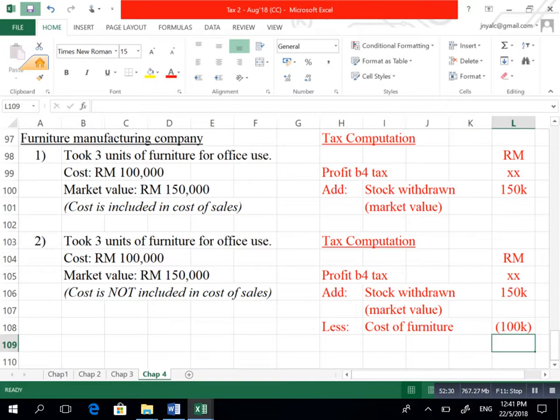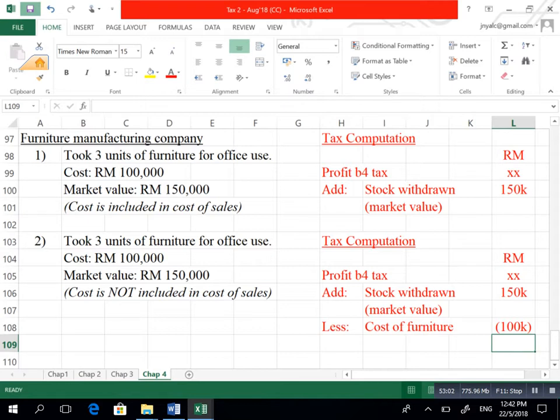So actually class, for these 3 units of the furniture, you were able to generate 50,000 profit, correct or not? Market value is 150,000, cost is 100,000, so indirectly the profit is 50,000. So you can have another option also. Maybe you don't want to mention add and minus here. I can also write the adjustment as add profit from the stock withdrawn, 50,000.